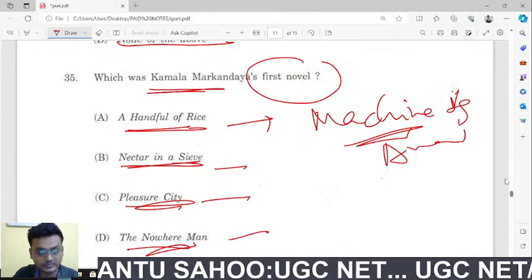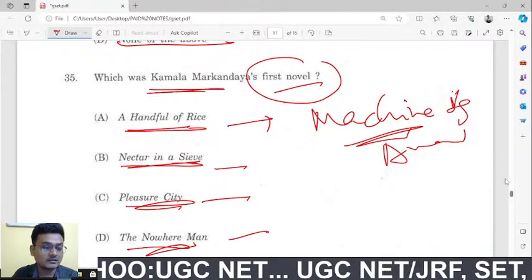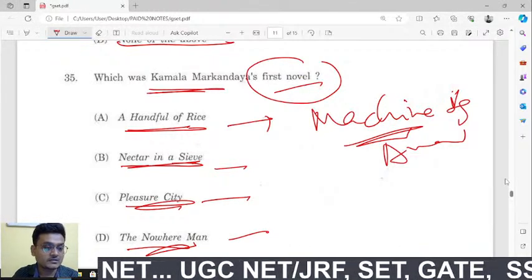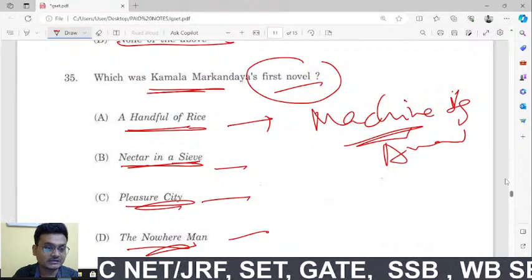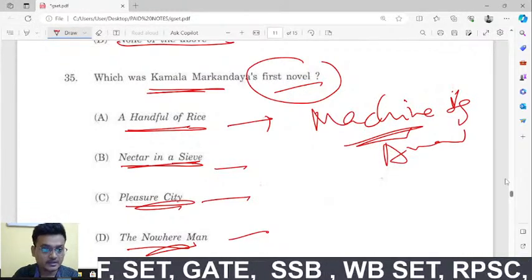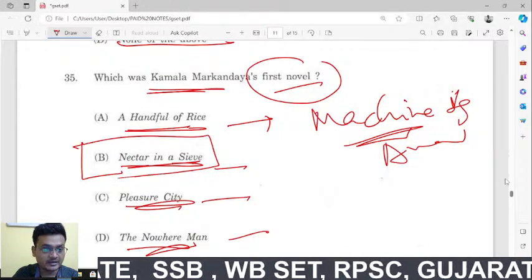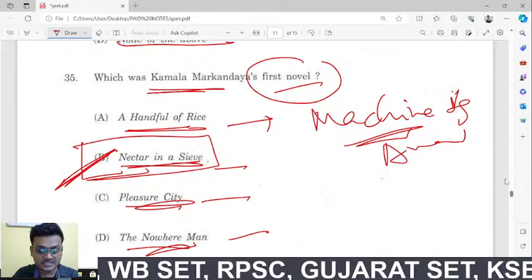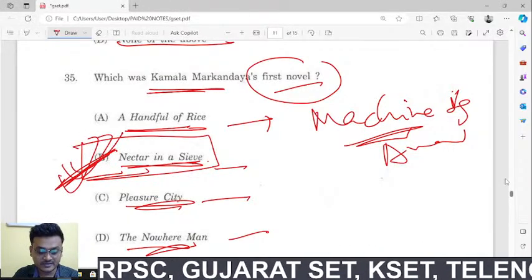Here, first novel, Nectar. Excellent, Biva, well done. Nectar in a Sieve is the first novel.